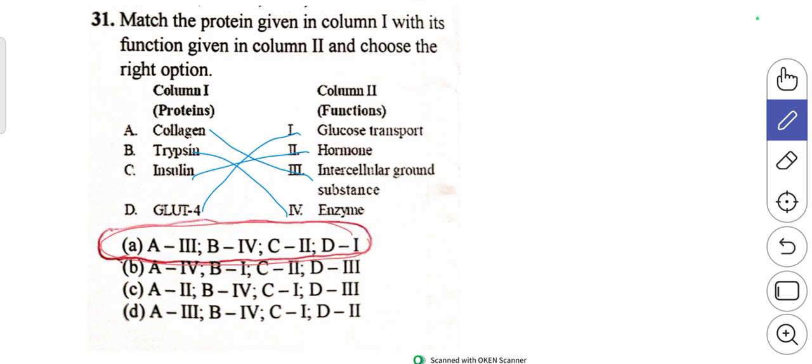A3, B4, C2 and D1. So this is also from the topic biomolecules. In biomolecules, you will get many different tabular columns. You have to practice thoroughly, as most of them are asked in NEET exams.